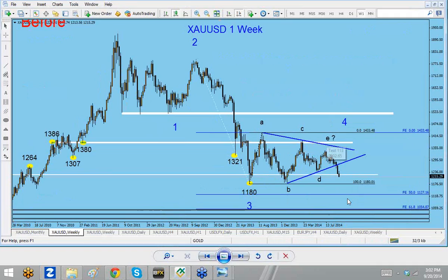Usually a triangle has 5 waves. So it finished the triangle here, and then is going for wave 5, and wave 5 should have 5 small waves. You can see them on the lower time frame. This is a weekly chart. The 4-hour or daily chart will show wave 1, 2, and now we're going for wave 3. Then there will be wave 4, and then again wave 5 to the downside, finishing wave 5 of this blue count.